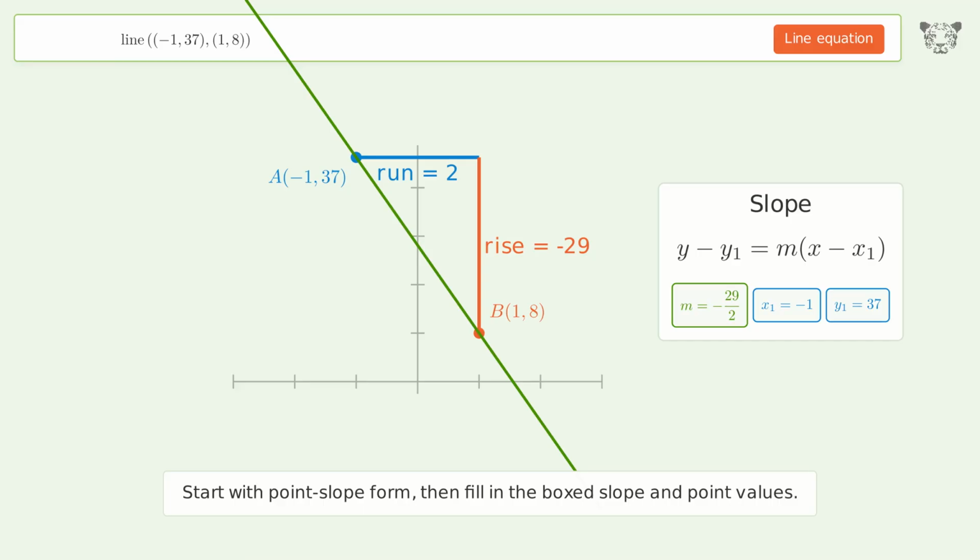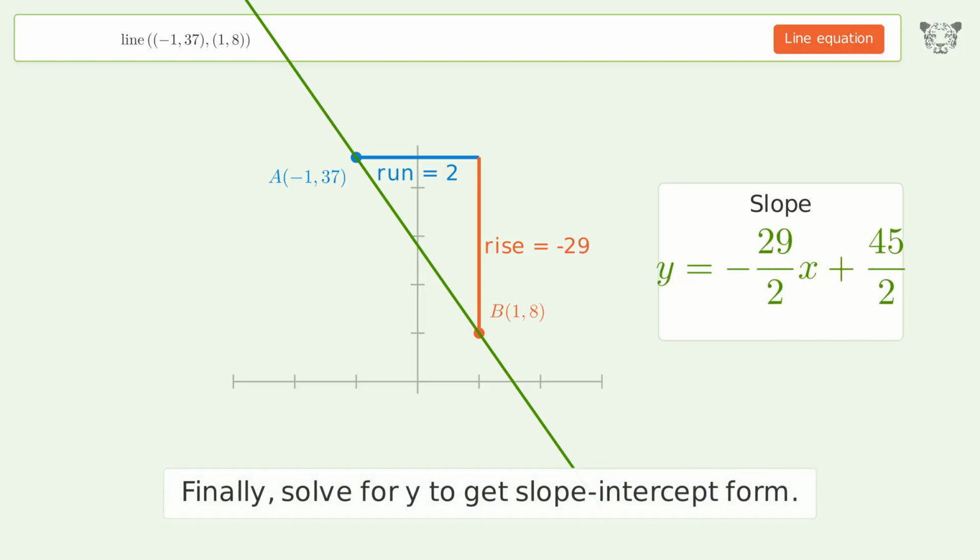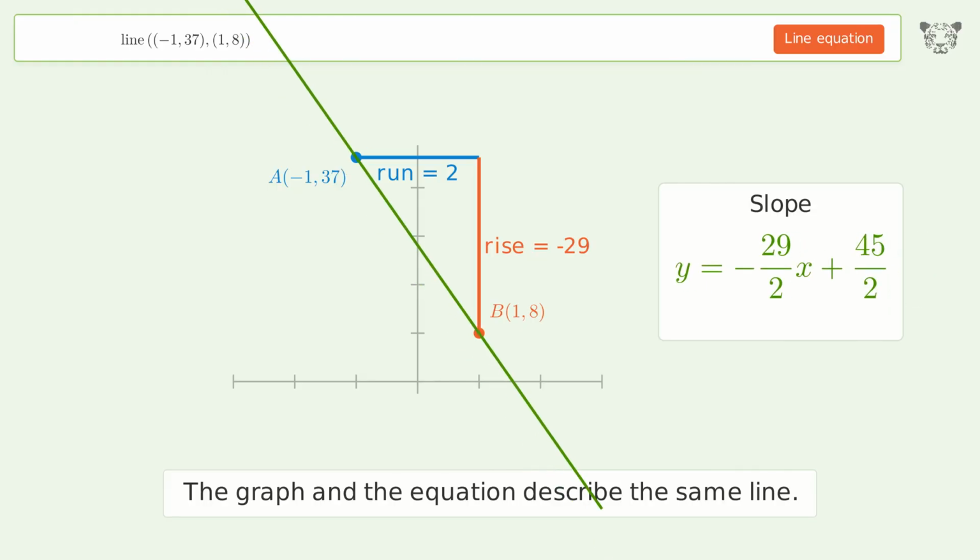Slope is -29/2, x1 is -1, and y1 is 37. That gives the specific point slope equation for this line. Finally, solve for y to get slope intercept form. The graph and the equation describe the same line.